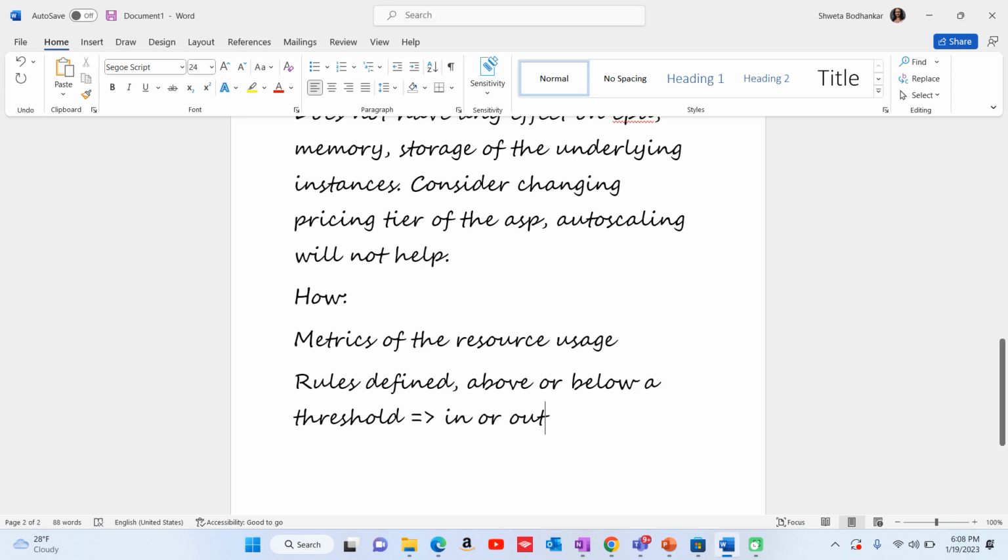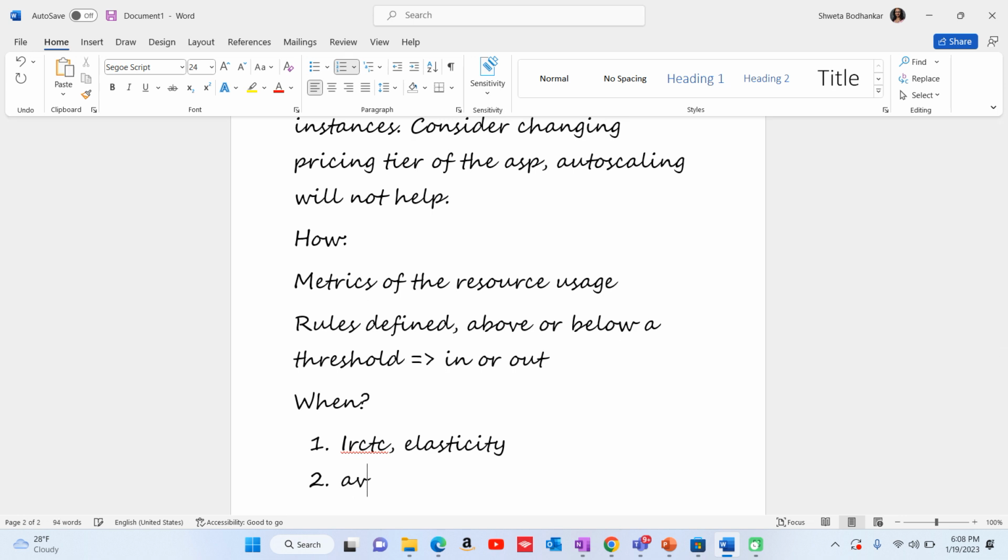Now let's consider a scenario: when you should think of auto scaling. We did the why, we did the how, let's do the when now. Consider the same IRCTC example, when you want elasticity of the website. Let us say that during the peak hours of Tatkal, you want more resources, but in order to keep the cost down, you want it scaled down during the non-peak hours. You want your application to be highly available and fault tolerant.